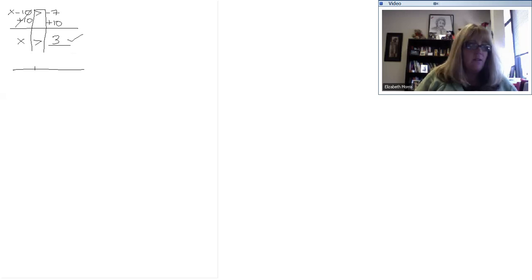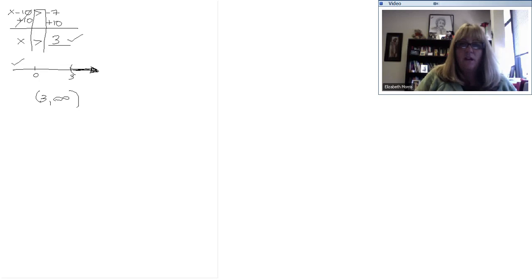So if this is 0, and this is 3, and x is greater than 3, but not equal to, get the parenthesis, and it goes this way. So there it is, graphed. Now we need to do the interval. What's the farthest thing to the left? 3. What's the farthest thing to the right? Infinity. 3 has a parenthesis, and infinity gets a parenthesis as well.